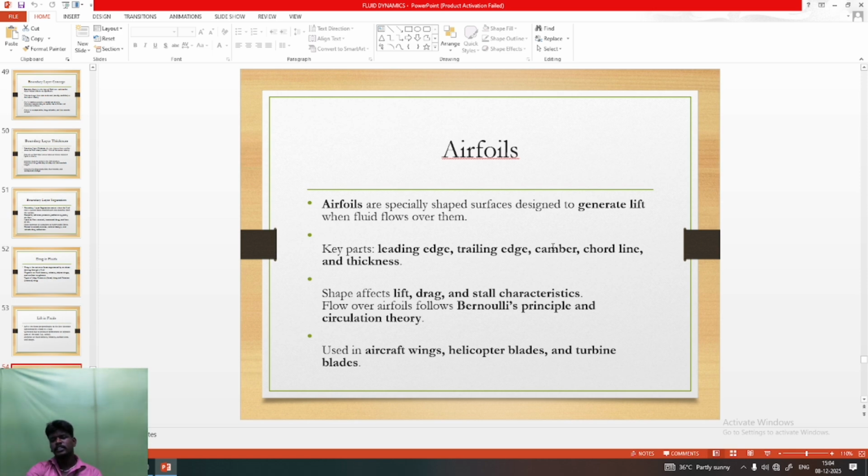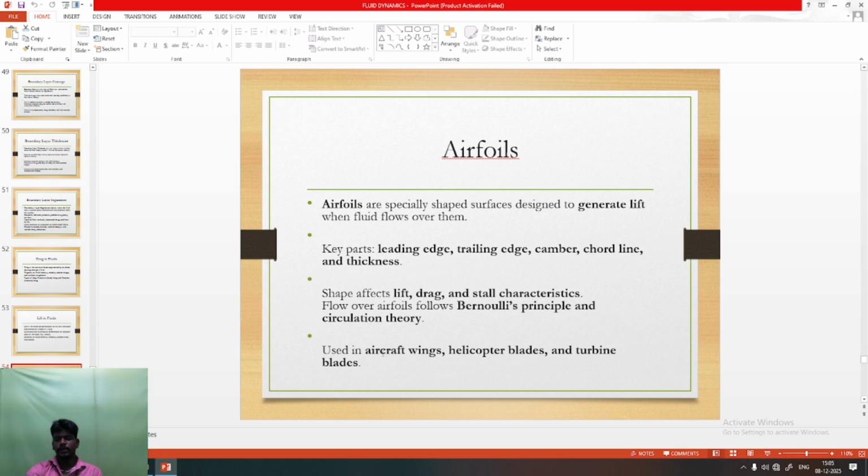The camber is classified into upper camber and lower camber. It is divided by the mean camber line, and the chord line is the line that connects the leading edge to the trailing edge. And finally, thickness: where the maximum thickness is, and where the maximum camber is. That is the thickness.